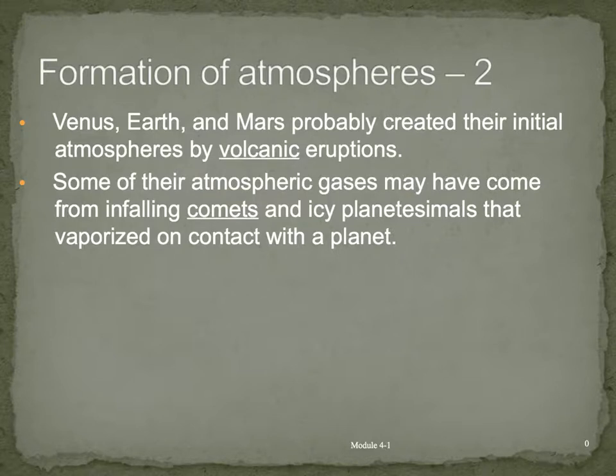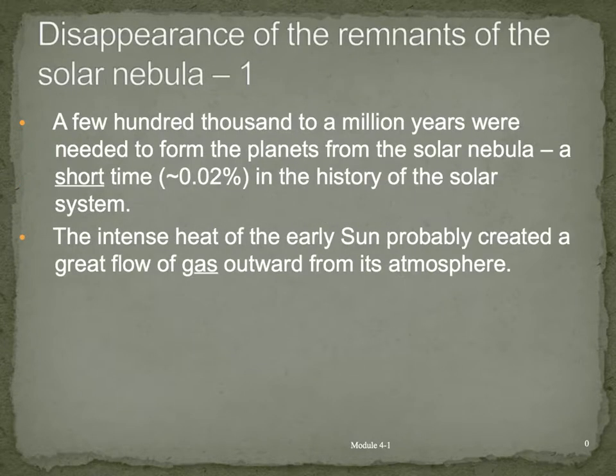Some of their atmospheric gases may have come from falling comets and icy planetesimals that vaporized when they came in contact with the planets. A few 100,000 to 1,000,000 years were needed to form the planets from the solar nebula. This is a really short time considering the history of the solar system, 0.02%.